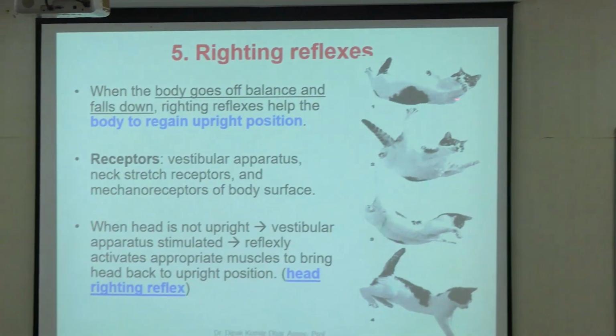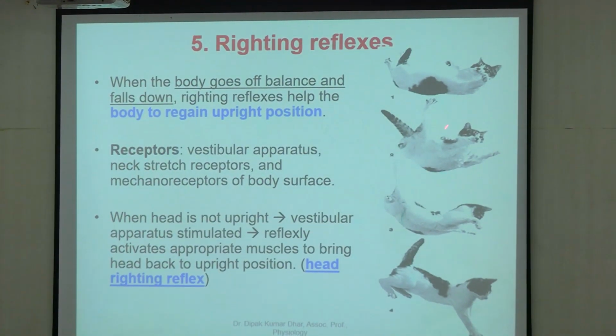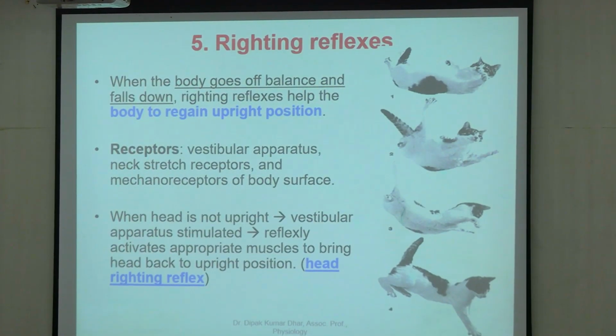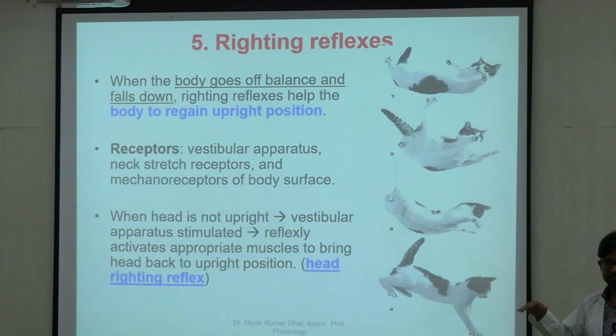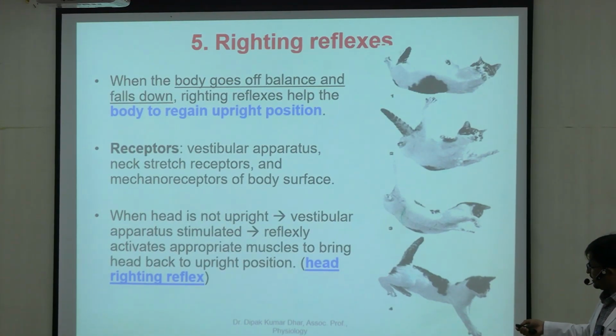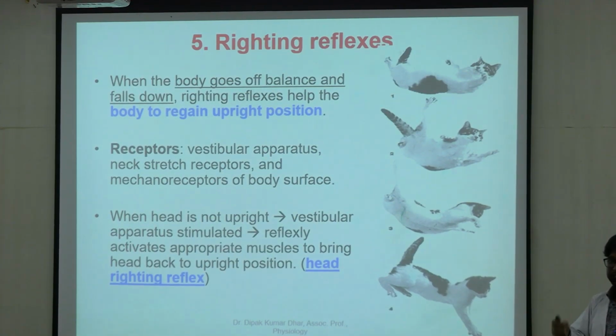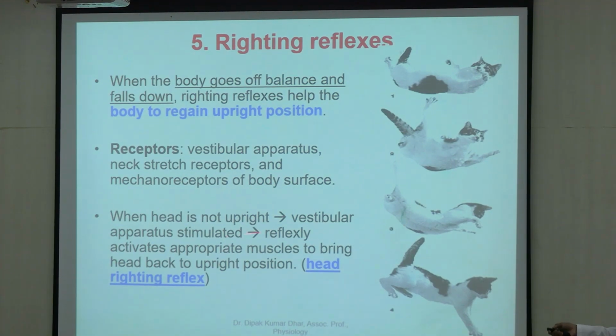So if you throw a cat like this, first the neck or the head corrects. The head actually corrects. This is the head righting reflex. When the head is not upright, even if there is a small change in head position, the vestibular apparatus that we just discussed will detect it and trigger correction. It reflexly activates appropriate muscles to bring the head back to the upright position, right? So the head righting reflex is this.